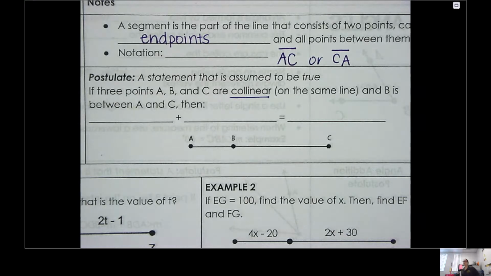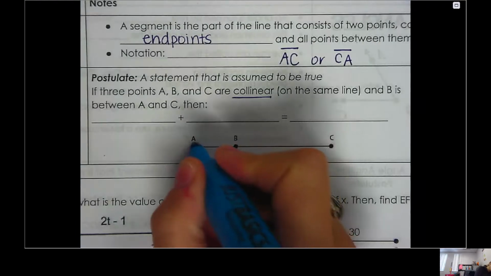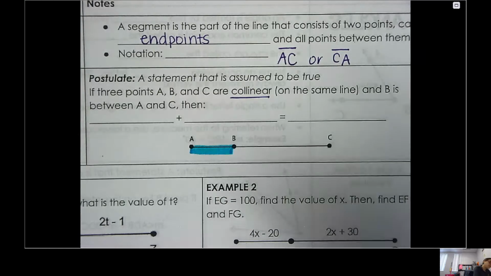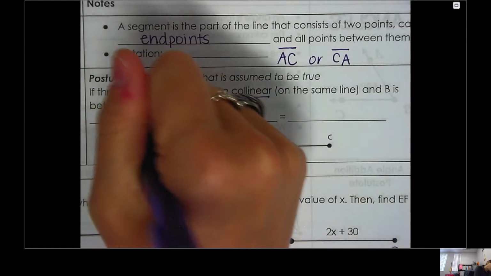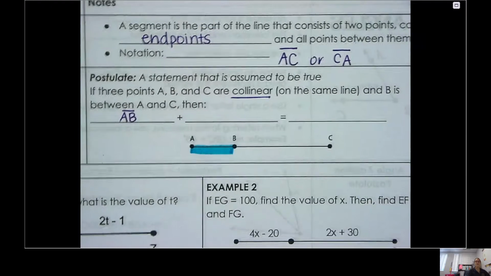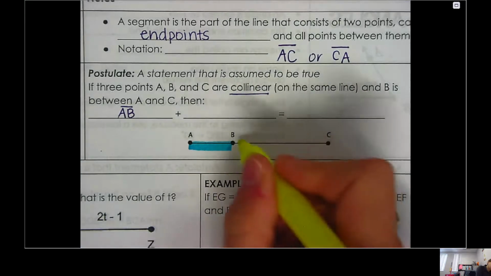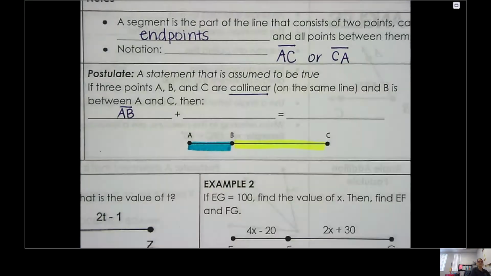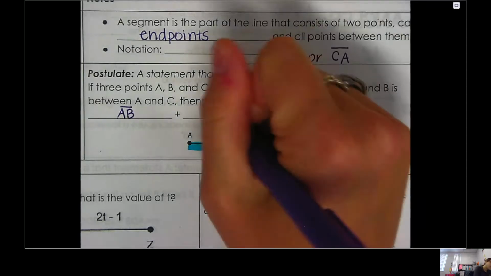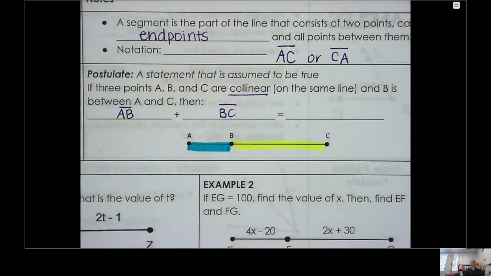So if we write it with the correct symbols, I'm going to say this piece here, piece AB, with the segment bar above it, plus the second segment, which is this one right here. What's the name of that second segment? BC. If I add those 2 together, I should get the whole segment. And what do I name the whole segment? AC. Good, or CA.